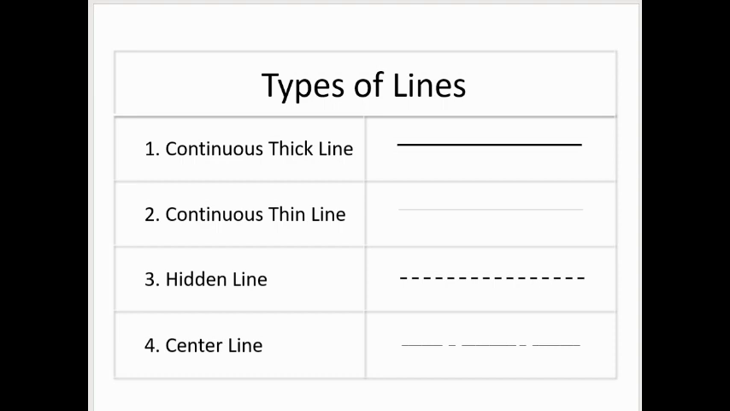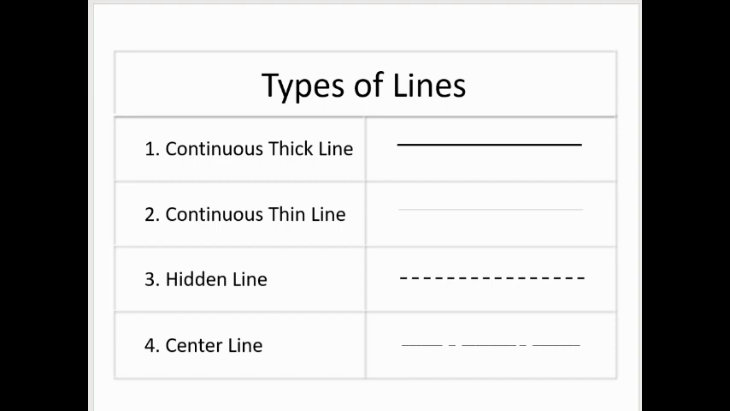Then one more kind of line we shall be using, and that is called the center line, which we are going to use to mark the center of a circle and the axis of a prism or pyramid or cone. This center line should consist of alternate long and short dashes. Long dash may be approximately 8 to 10 millimeters, short dash of 2 millimeters and a gap of 1 millimeter. Remember, long dash of 8 to 10 millimeter, short dash of 2 millimeter and a gap of 1 millimeter.